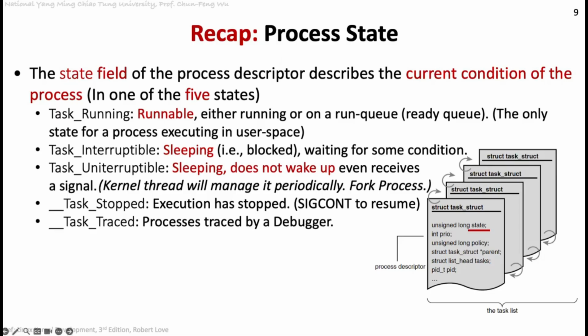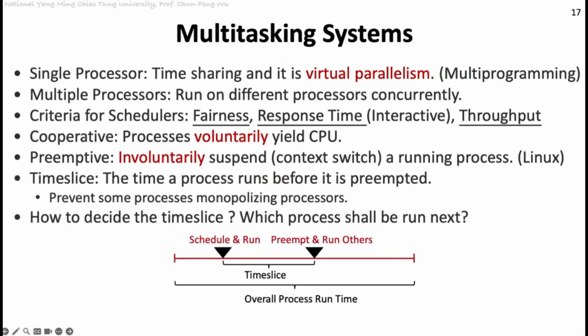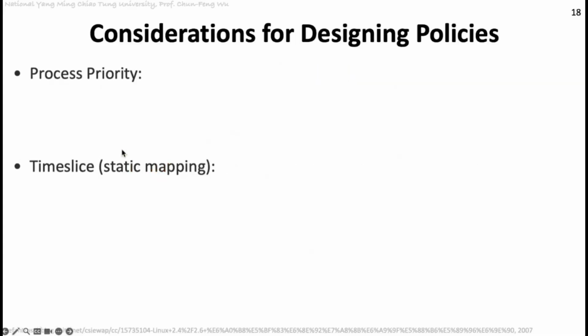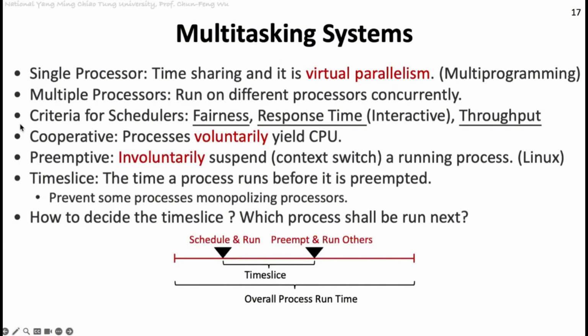Let's come back to the scheduler part. I think we stopped where we were wondering how to decide the time slice and how to decide which process should run next. The definition of the time slice is the time between when a process starts to run and when the process is interrupted or preempted. This is called the time slice.